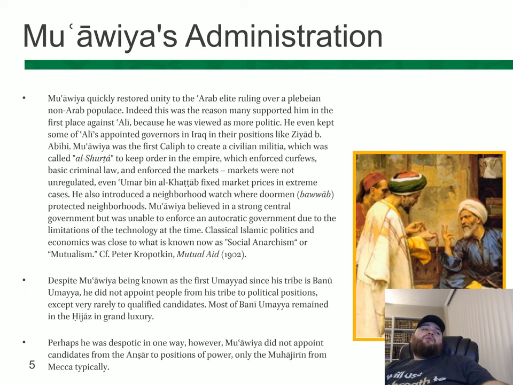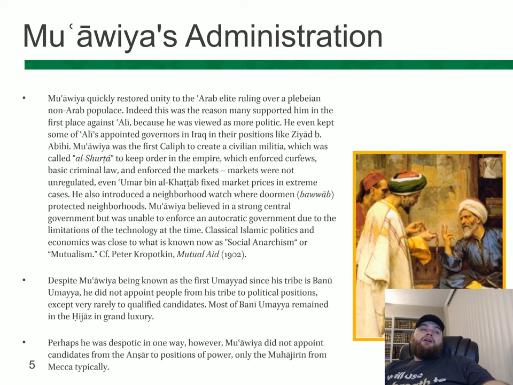And Muawiyah did appoint candidates from the Ansar to positions of power. Or he did not, rather. He did not appoint people from the Ansar, the Aus and Khazraj tribes, to positions of power. Really, he favored the Muhajirin. And the Muhajirin, Islamically, did have a higher status, but that might be seen as a point of contention.